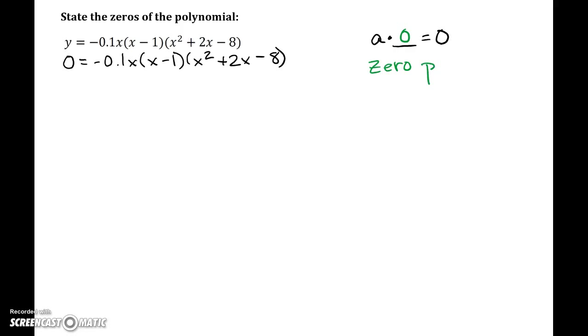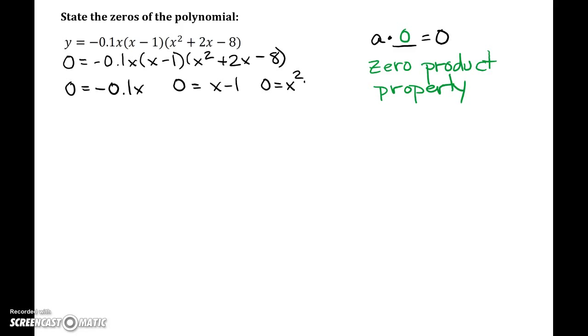The zero product property for this problem would make it so that each of the products, for example, the negative 0.1x, the x minus 1, and the x squared plus 2x minus 8, each equal to 0. So we're actually going to end up with 3 little equations. So we can say that 0 equals negative 0.1x. We can also say that 0 equals x minus 1, and we can say that 0 equals x squared plus 2x minus 8.